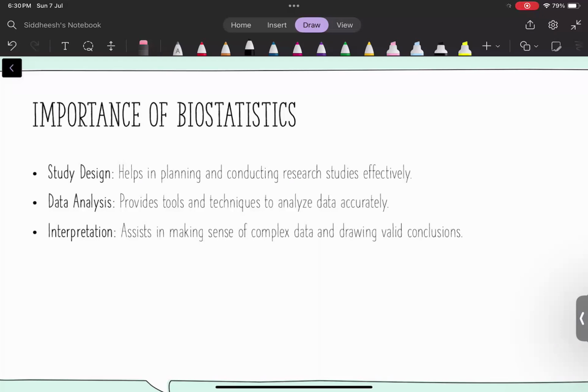So I can tell you how data should be collected. If you are planning a study, please contact me. I can help you with the data collection part as well.